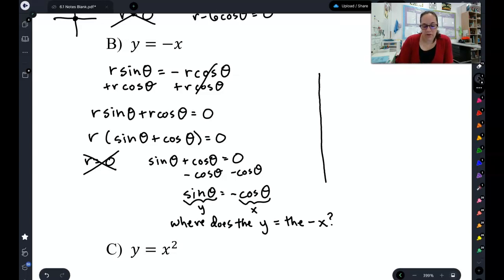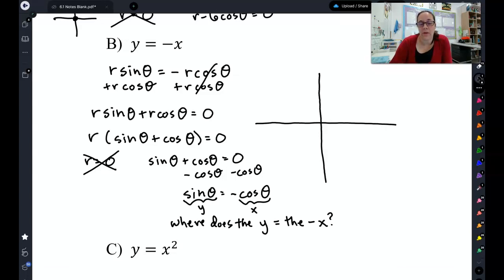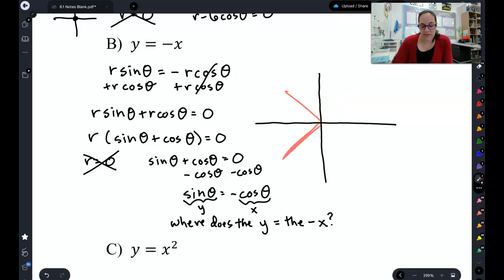So think of our unit circle. First off, where does the y value equal the x value? Where are the y value and the x value of your point the same? That happens at our fourths. Those are the places where the x value and the y value are the same.